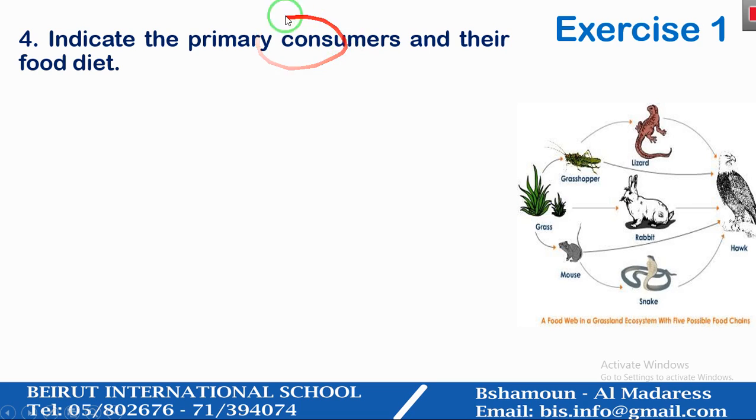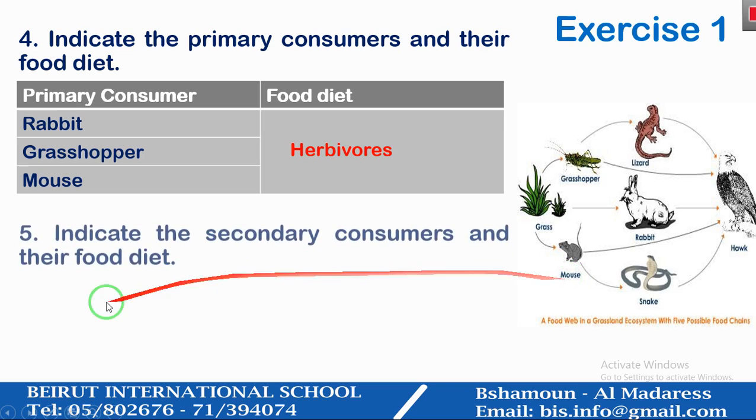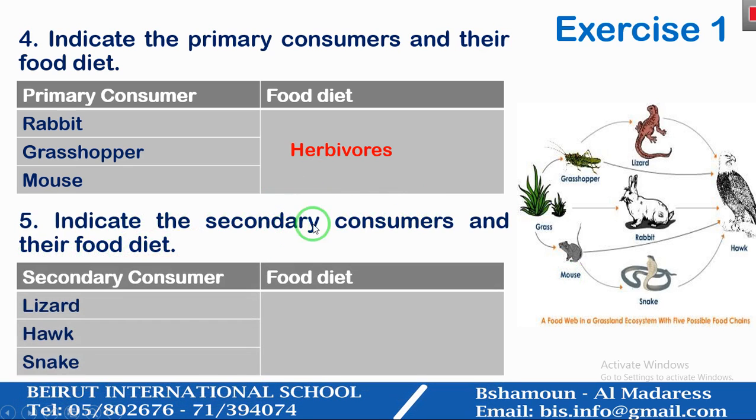And as we know, primary consumers are those who eat plants. So here I have the grasshopper, the rabbit, and the mouse, and they are herbivores. Question number 5, indicate the secondary consumers and their food diet, knowing the secondary consumers eat other animals. So here we have the lizard, the hawk, and the snake, and this makes them carnivores.